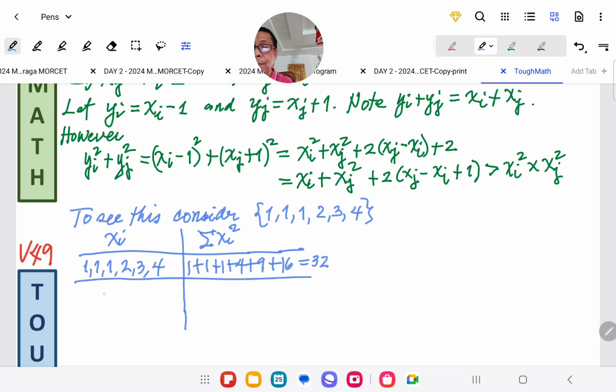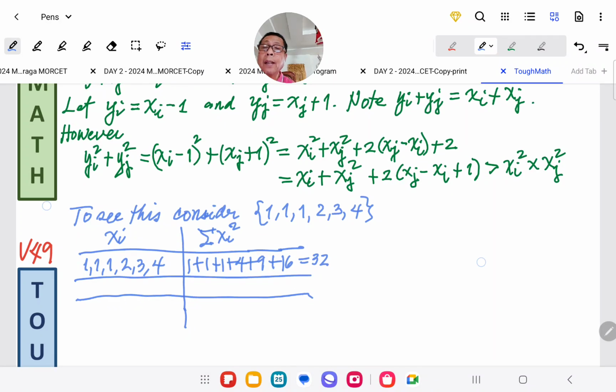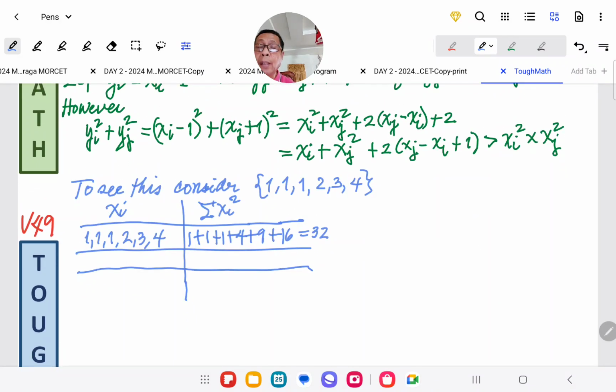Now, if we change, if you consider 2 and 3, subtract 1 from 2, then you have 1, and then add the 1 to 3, so you have now 4. So you have 2 fours now.